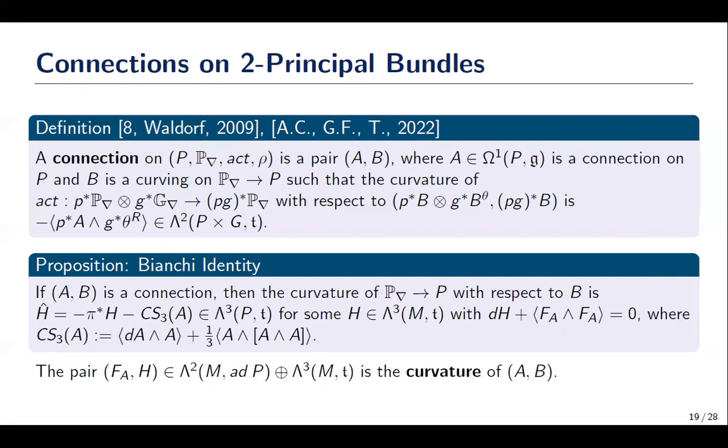is going to be given by the Chern-Simons 3-form of A, plus something in the base manifold. And because this thing is closed, this means that this 3-form on the manifold is going to satisfy this Bianchi identity. And this is the Bianchi identity that you would like to have for a connection on a 2-principal bundle. And this is going to relate everything to gauge symmetry. So this H that satisfies this condition, along with the classical curvature of A, is going to be the curvature of this higher connection.